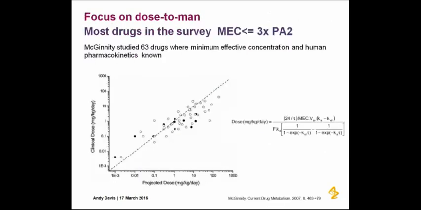My colleagues at Charnwood started to use this mathematical analysis of dose to man, using, I'll say, a simple equation. It's a little bit complicated, but I'll talk you through it in a moment. They studied 63 drugs on the market and found that from a few simple measurements, they were able to predict the clinically used dose of these 63 drugs within an acceptable error margin. And in fact, for most drugs on the market, their minimum effective concentration is between 1 and 3-fold the cell activity, they found.